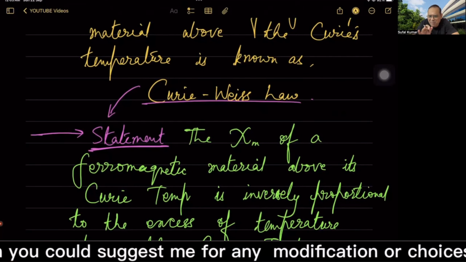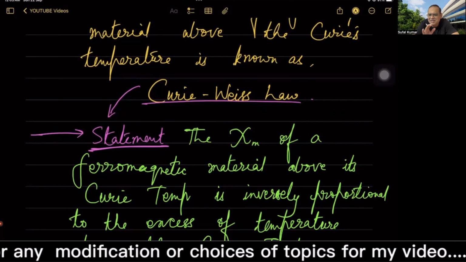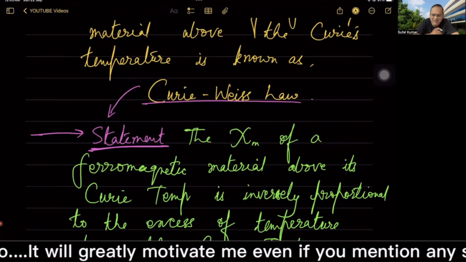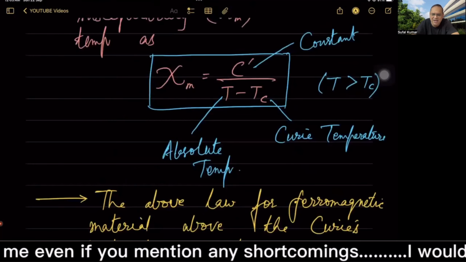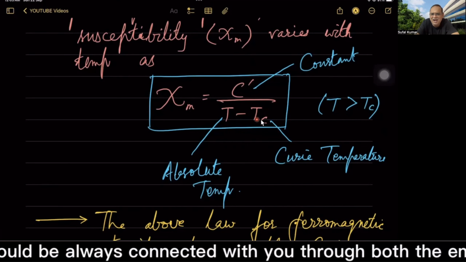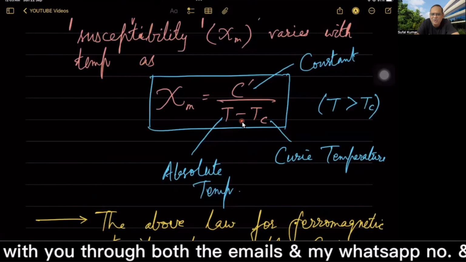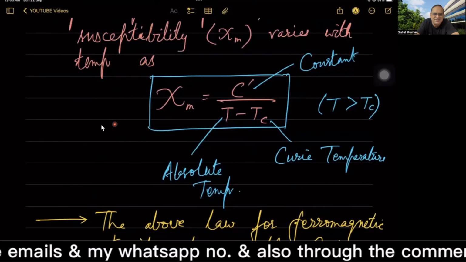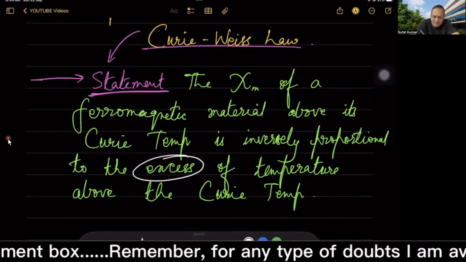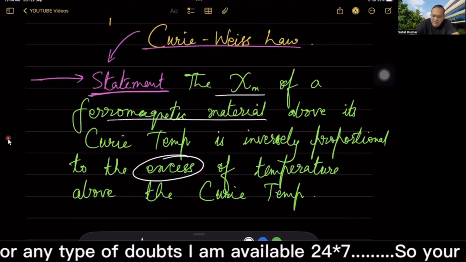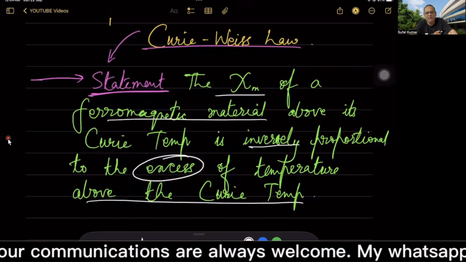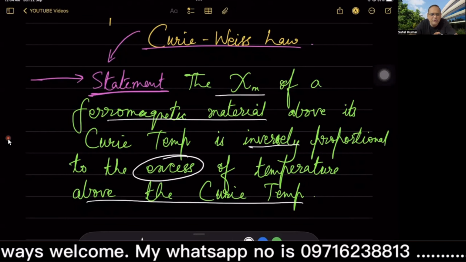That means, in plain language, chi, that is susceptibility, is inversely proportional to the difference between both the temperatures. That's what we have mathematically here. This denominator T minus Tc is that difference only, which is talked about in the statement. This excess is that difference only. Of course, for a ferromagnetic it is inversely proportional above the Curie temperature. This way, we had two Curie's laws.